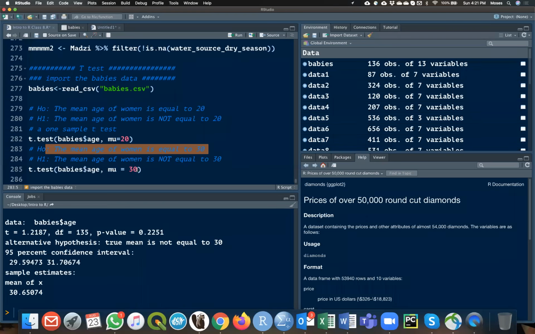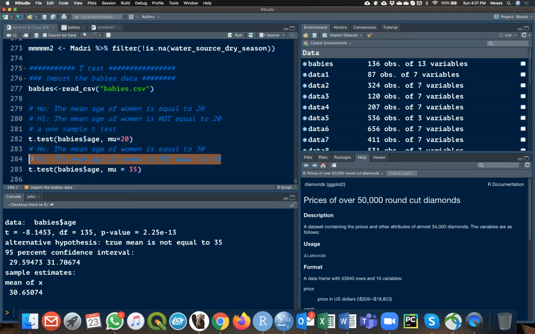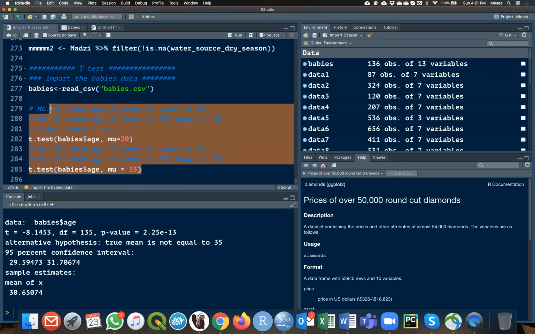So how about if I put 35, for example? So 35 here, I also get a p-value which is much, much smaller. Therefore, I will reject my null hypothesis and conclude that the alternative hypothesis is true. So this is about a one sample t-test.